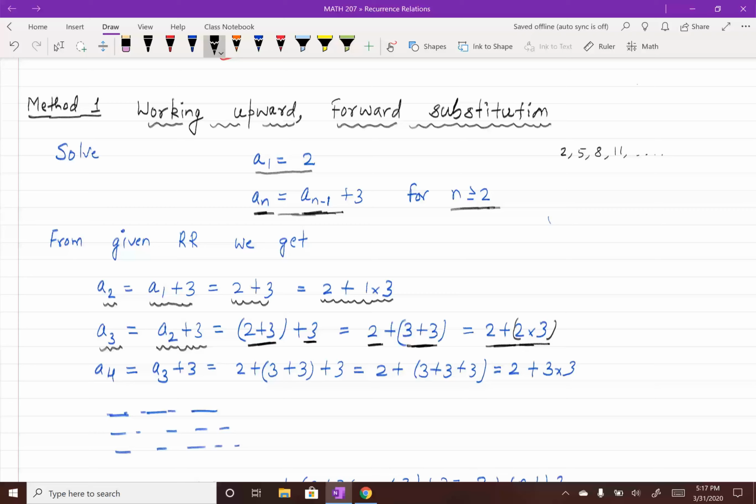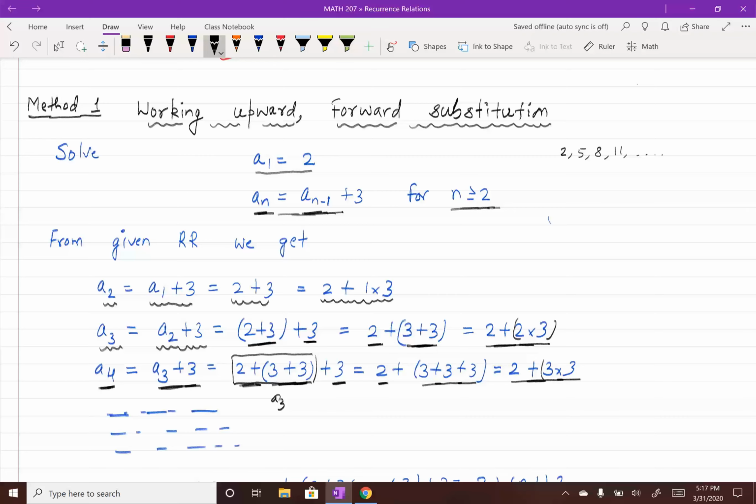Next you generate the term a4. a4 is equal to a3 plus 3 by using this recurrence relation, which you can write as 2 plus 3 plus 3 plus 3, because the first part comes from your a3 term, so you can write it as 2 plus 3 times 3.